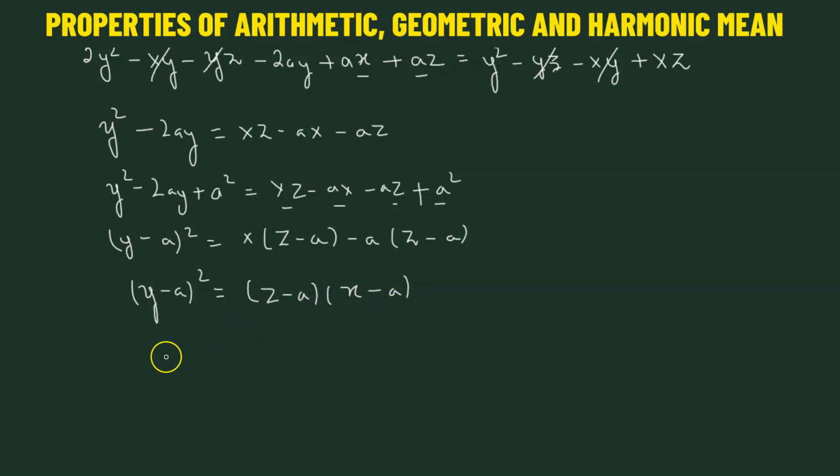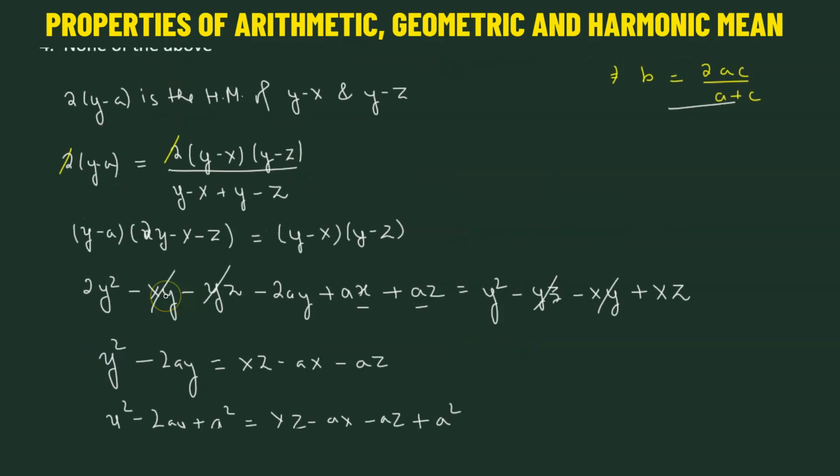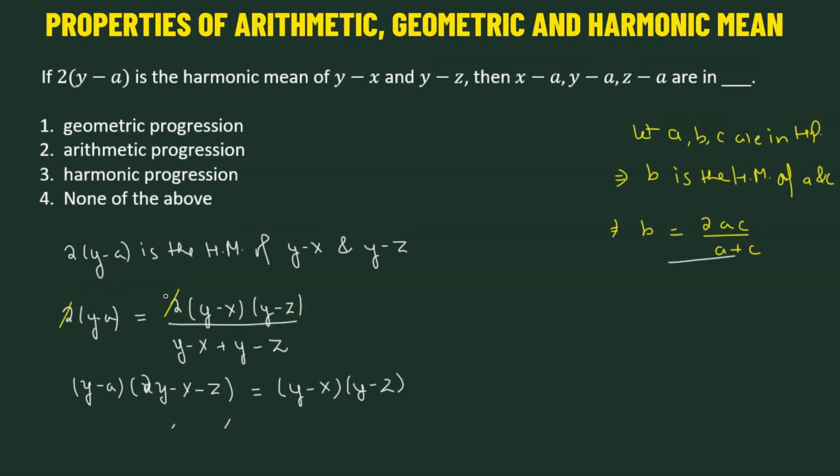So this result tells us that x minus a, y minus a, z minus a, these three terms are in geometric progression. So we have finally obtained a result. That means the numbers given by x minus a, y minus a, z minus a are going to be in geometric progression, provided 2 times y minus a is the harmonic mean of y minus x and y minus z.